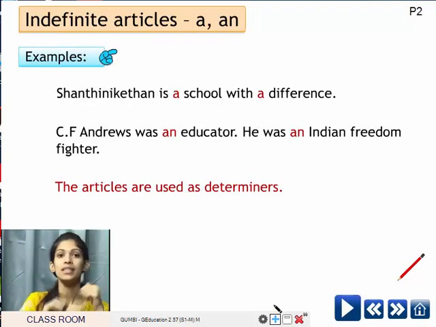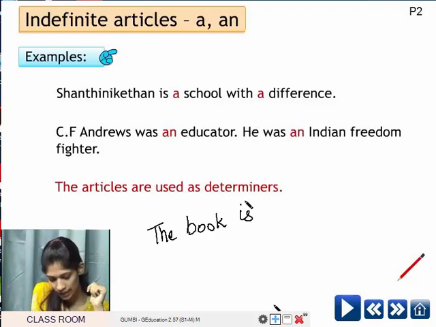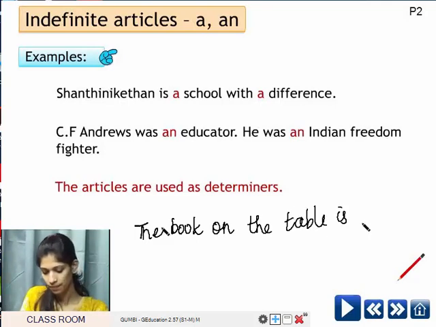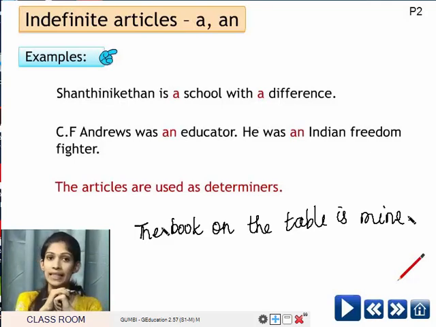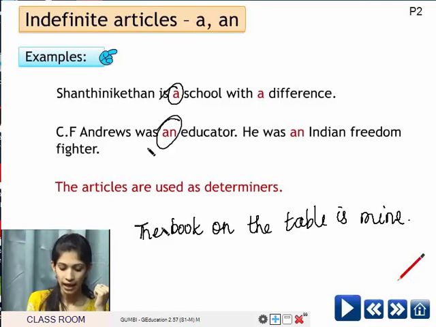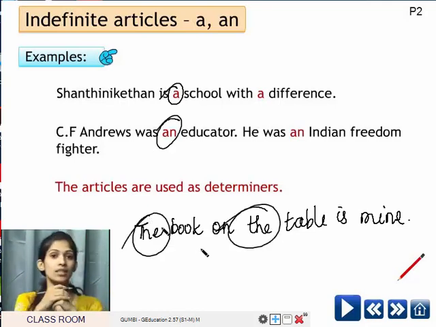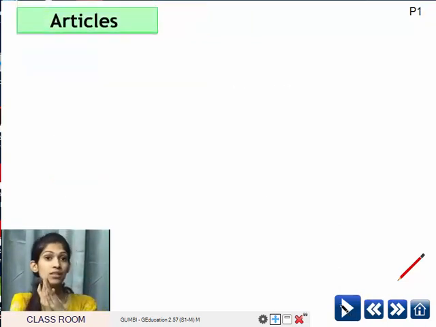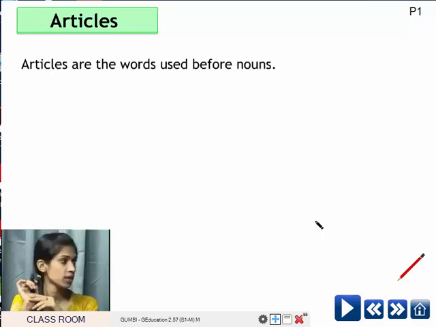The articles are used as determiners. So the is also an article, right? Yes. The book on the table is mine. The tree in front of our house is healthy. So here a and the, articles, are used as determiners. Determiners are the words used before nouns to qualify or quantify the nouns. So determiners are the words used to qualify or quantify nouns.